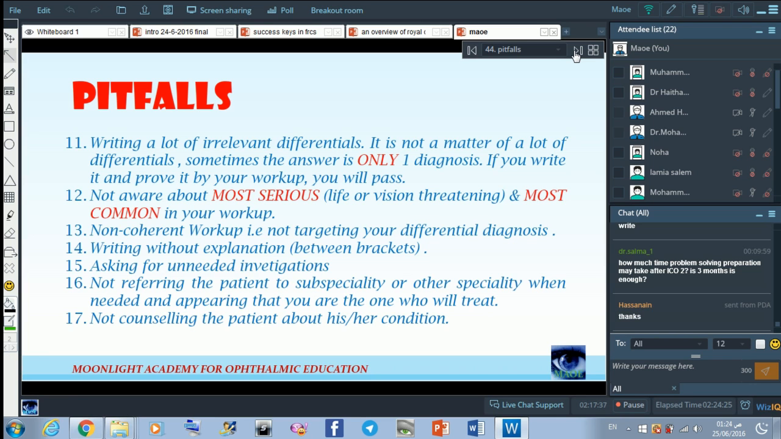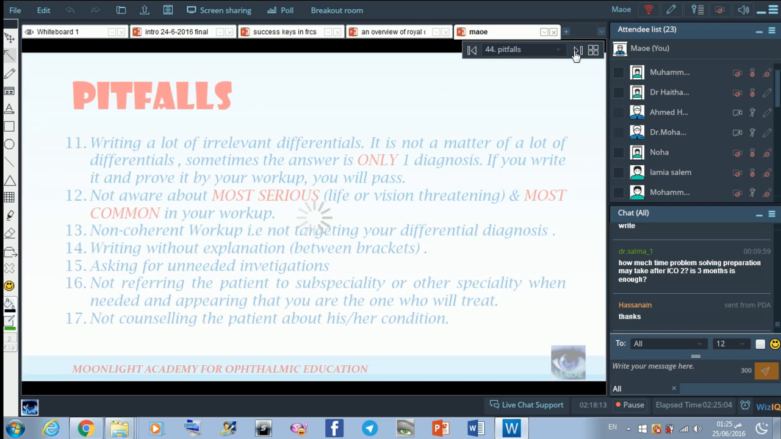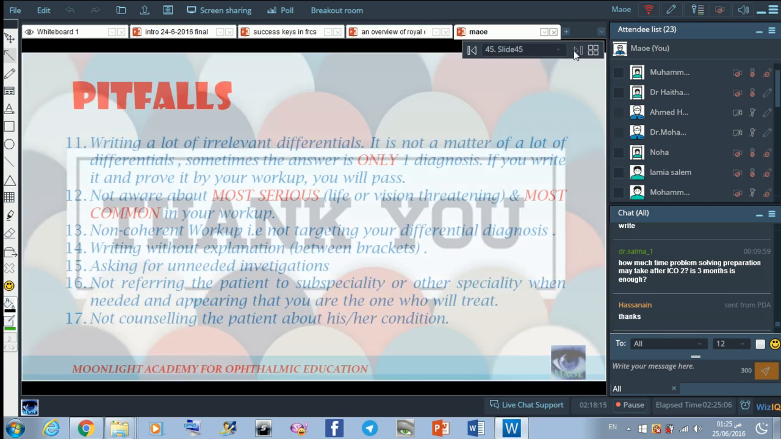The last point, and I told you they love this word, one of the pitfalls is not counseling the patient about his or her condition. For example, if you face a scenario of keratoconus, you must counsel the patient about his visual needs, about the treatment modalities, about the visual expectations, about the complications of treatment. The patient must know about this. You must respect your patient. You must involve him in your decision and in your management plan, because at last you are treating a human being. You are not treating a science.